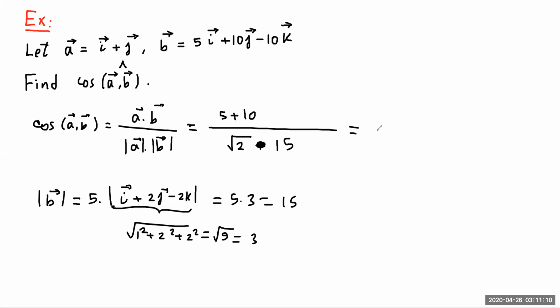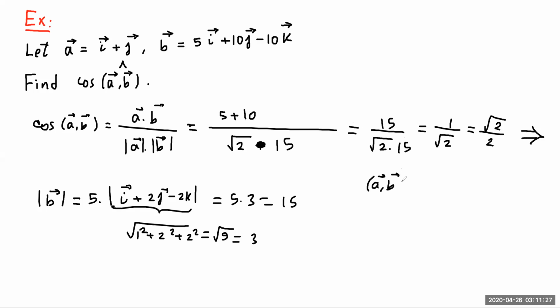So the answer here is 15 over root 2 times 15. So it's 1 over root 2, so it's root 2 over 2. So what is theta between A and B? It's pi over 4.